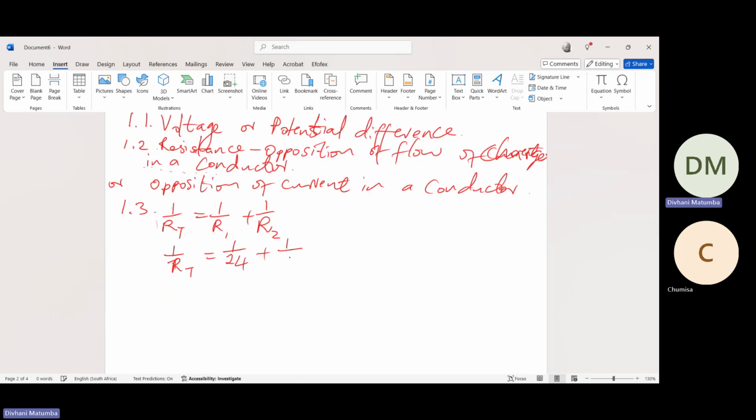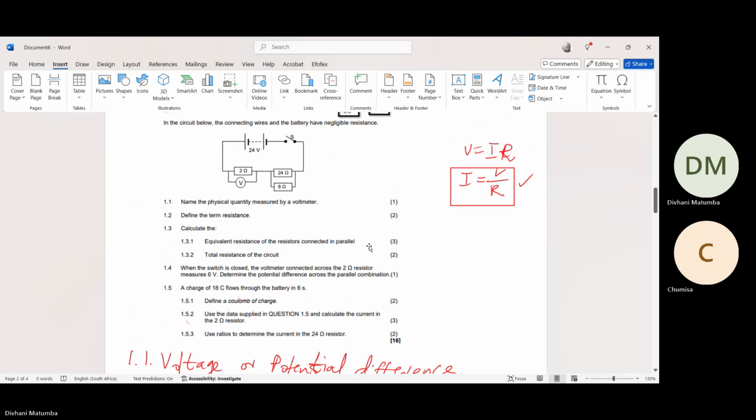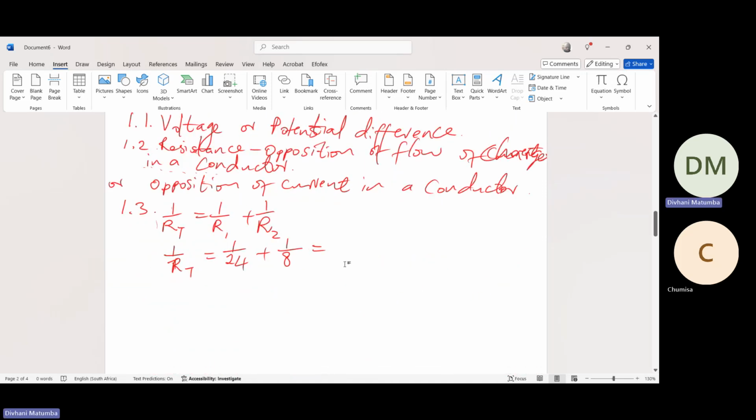plus 1 over 8 will give us, what do we have? You have a calculator, boss? Yes, sir. Okay, let's do it. One over 6. So 1 over 6 equals 1 over RT.